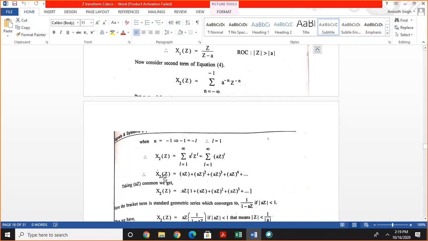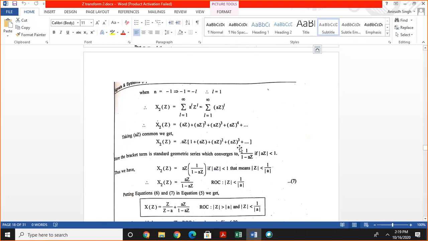So we can write this equation like this expression, and X2(z) is written as az plus (az) squared plus (az) cubed and so on. So taking az common, we get this, and this is a standard geometrical series. The summation of this geometrical series is written as 1 by 1 minus az, if the mod of az is less than 1.